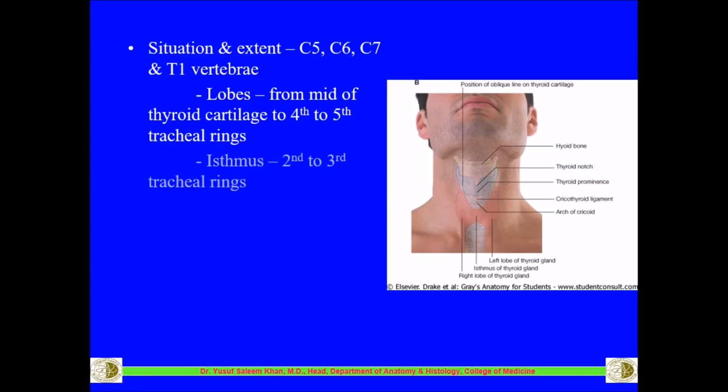Then the isthmus is slightly higher. It will be at the level of the 2nd to 3rd tracheal ring. So these are the tracheal rings. These are the cartilaginous rings which are covering the anterior as well as lateral part of the trachea.